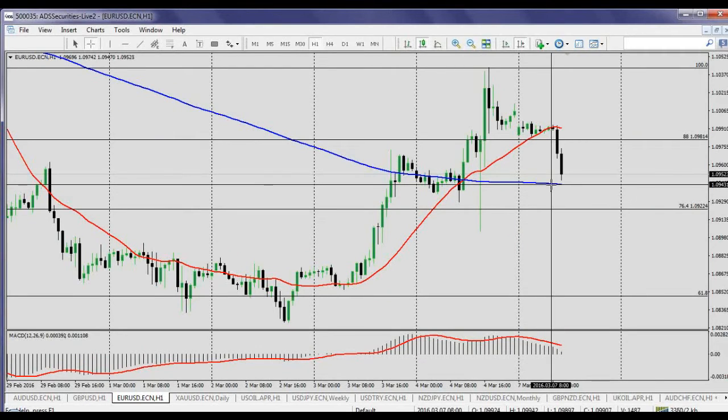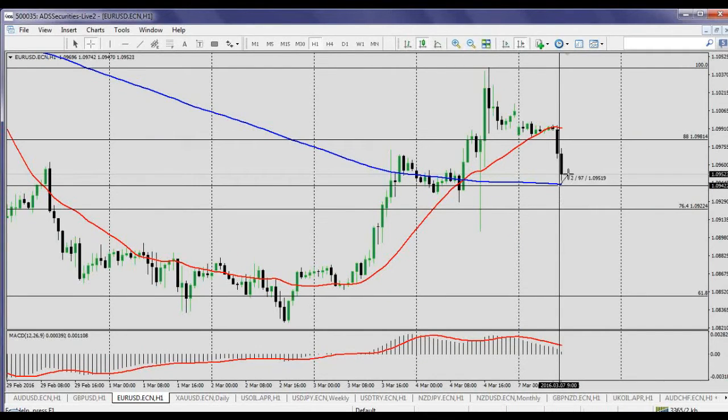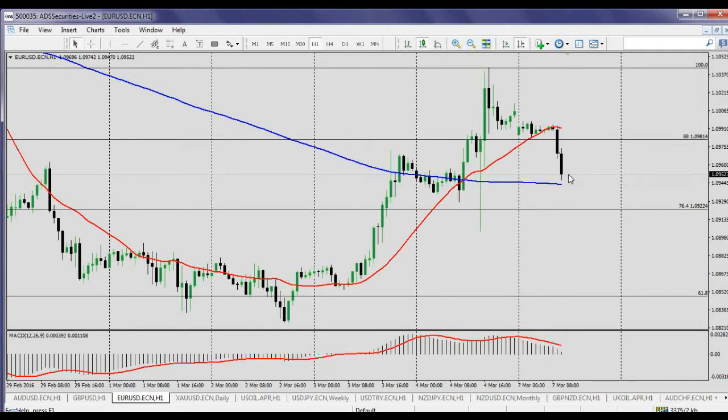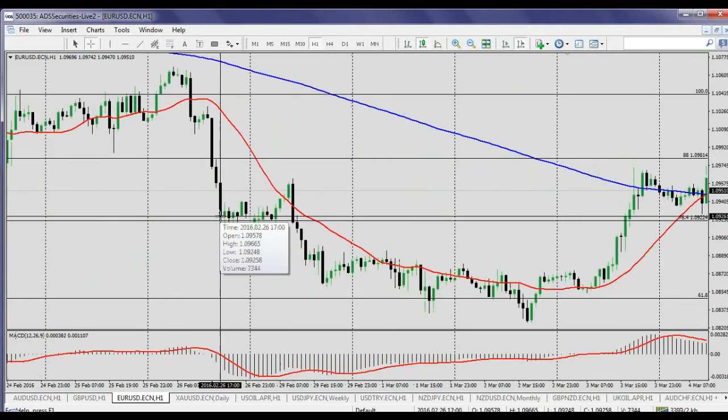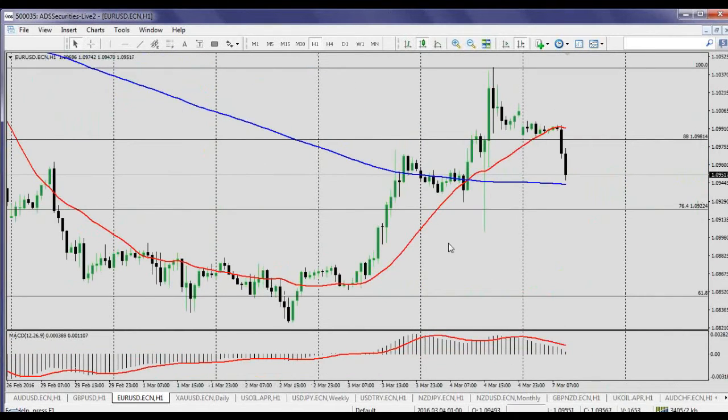1.0940 level, which is not too far from where we are now. Basically 10 pips difference. And if you move backwards, the main support could be seen at 1.0925 level. You can see over here. So nonetheless, we could still avoid long entries for now.